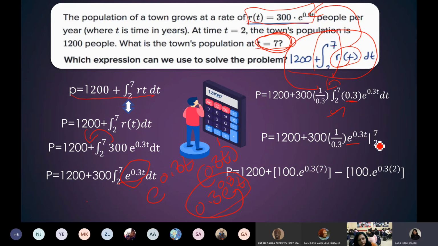So the integration from 2 to 7. We're going to replace t with 2, and we're going to replace t with 7, which will give you this. And obviously don't forget the 1,200. Good. And then calculating this will lead you to 100.